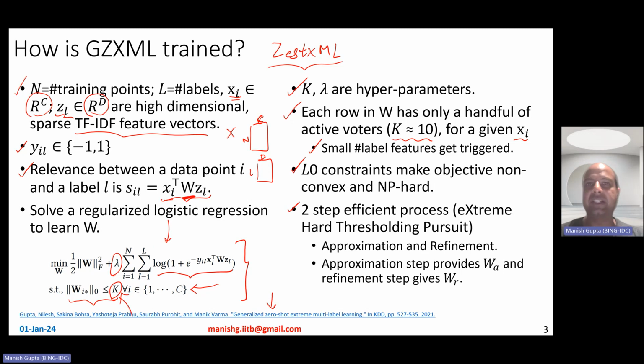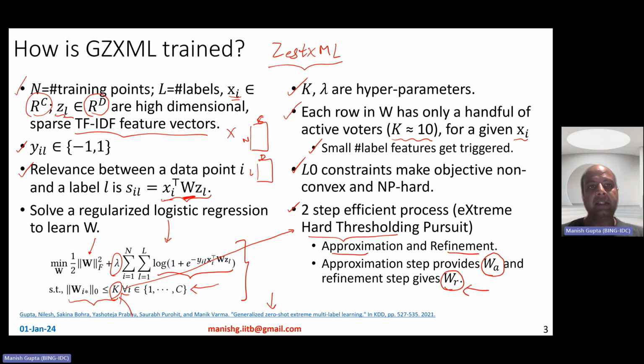Now, I'll not go into the details of this process, but it has two steps essentially. By the way, this hard thresholding just refers to the hard thresholding constraint which is put up here. It has two steps: approximation and refinement, and I'll not go into the details of that. Look at the paper if you're really interested. But the point is that the approximation step is going to give you a first estimate W_A of this matrix W, and then the refinement step refines it further to give you the final W_R matrix. So you could directly use W_R at prediction time.